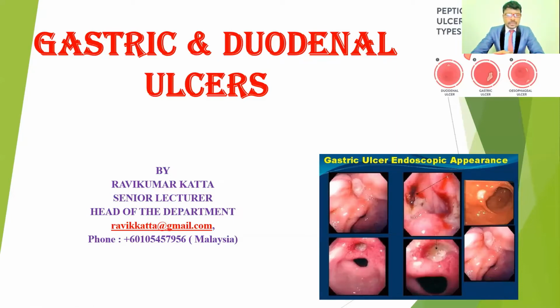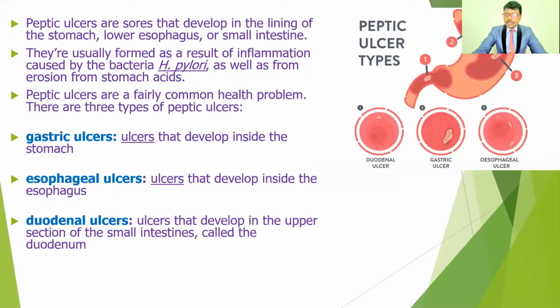Hello everyone. Today I'm going to discuss gastric and duodenal ulcers. These are nothing but peptic ulcers. In this topic, I'm going to discuss what gastric ulcers and duodenal ulcers are. These ulcers are peptic ulcers, the sores that develop in the lining of the stomach. So it's nothing but ulcers in the stomach.